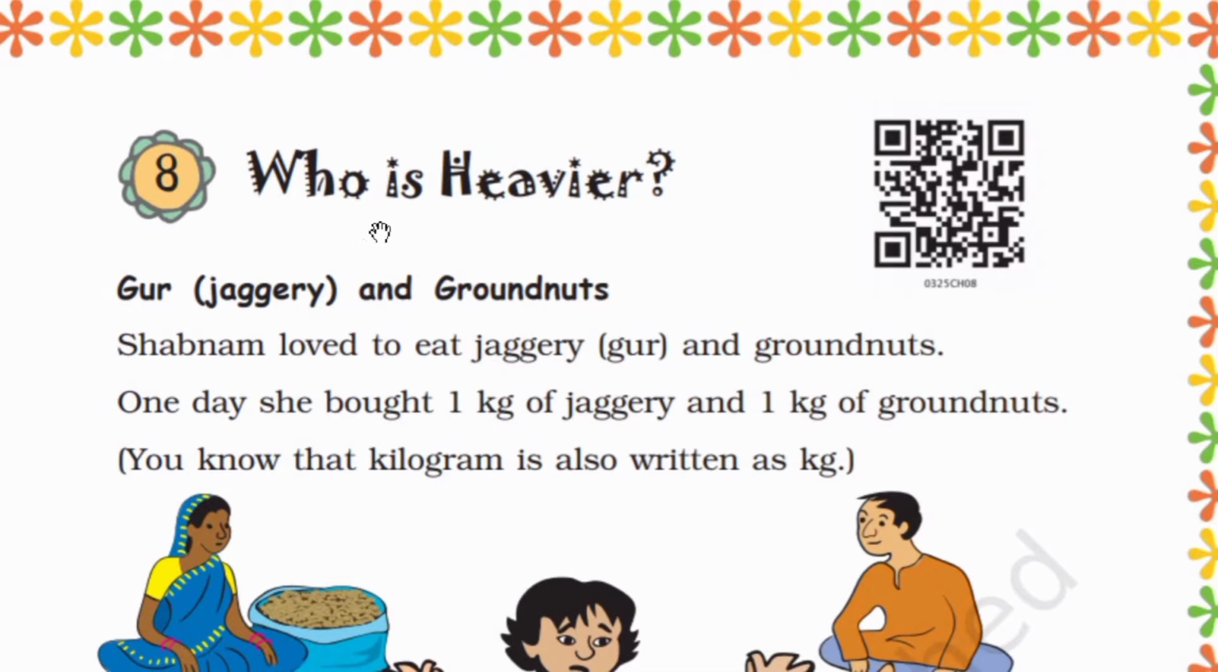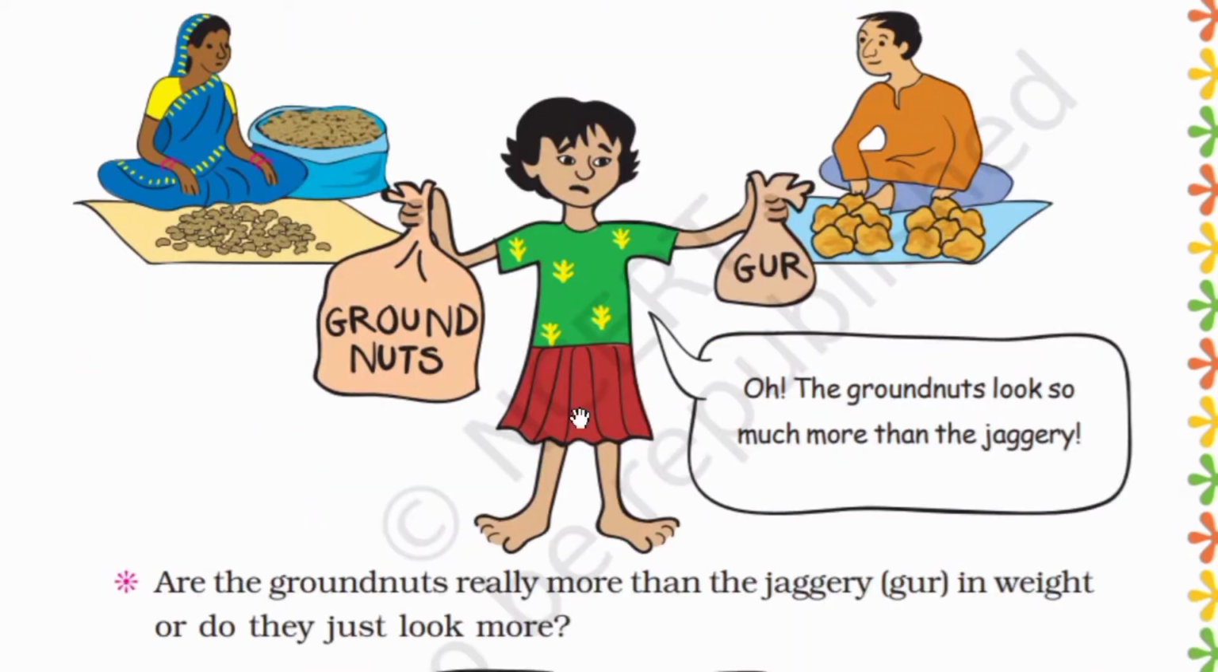Chapter 8. Who is heavier? Gur, jaggery and groundnuts. Shabnam loved to eat jaggery, gur and groundnuts. One day she bought 1 kilogram of jaggery and 1 kilogram of groundnuts. You know that kilogram is also written as kg. In the picture you can see, oh, the groundnuts look so much more than the jaggery. Are the groundnuts really more than the jaggery, gur, in weight, or do they just look more?